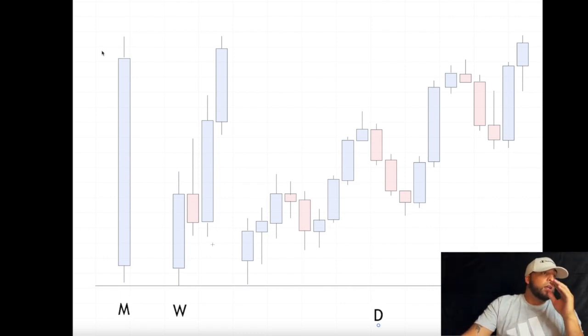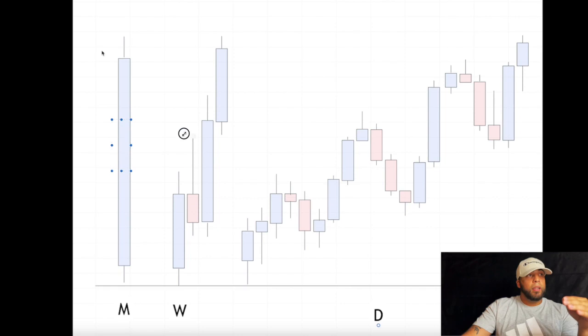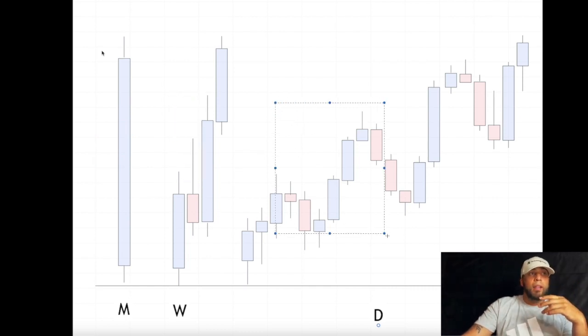Now you can take the same method. Instead of having this as the monthly candle, you can have it as weekly. It'll be weekly, daily, 4 hour. So inside of weekly candles, there are going to be 5 daily candles. Inside that weekly candle, on a 4 hour, you can see structure.